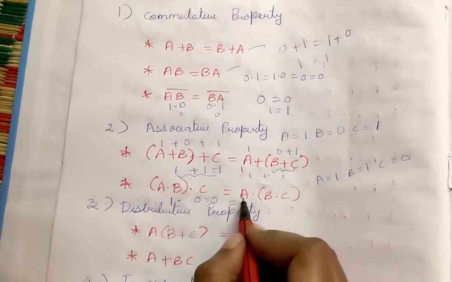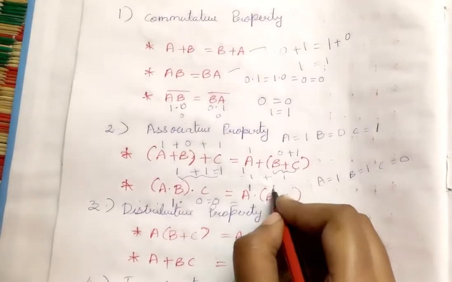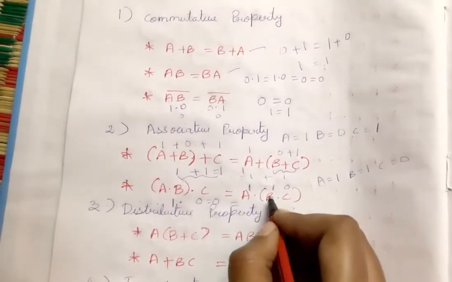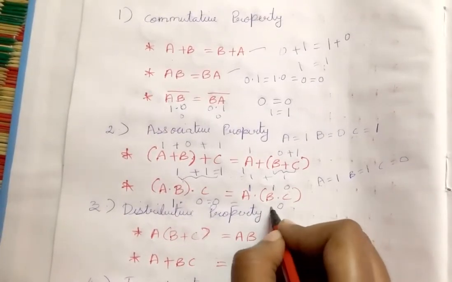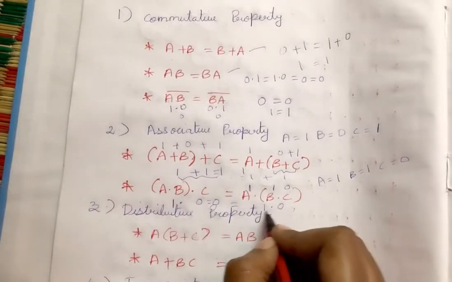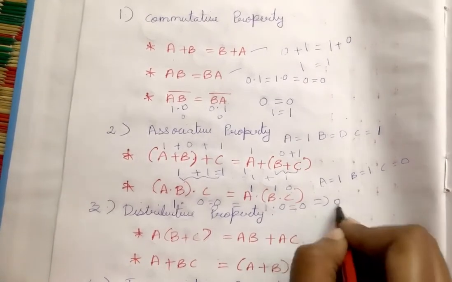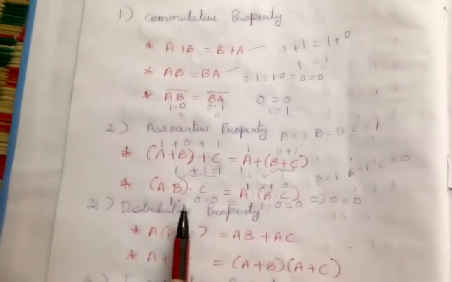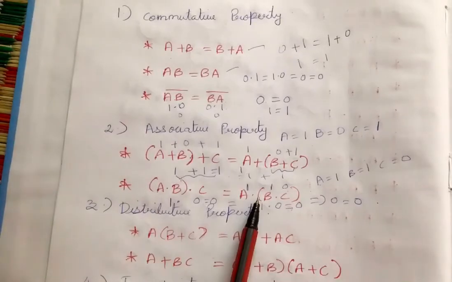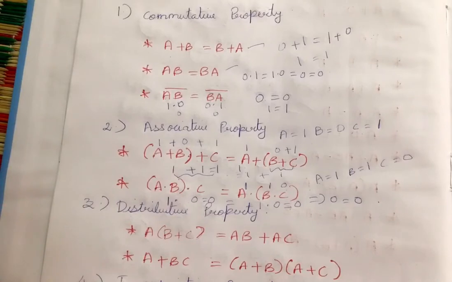So now I am taking A value as 1 and B value as 1 and C value as 0. So 1 into 0 is 0. Then we are multiplying it with 1. Whatever element we multiply with this 0, we will get 0. So here the condition 0 is equal to 0 is satisfied. Both the LHS and RHS need to be satisfied. So this is the associative property we are seeing.